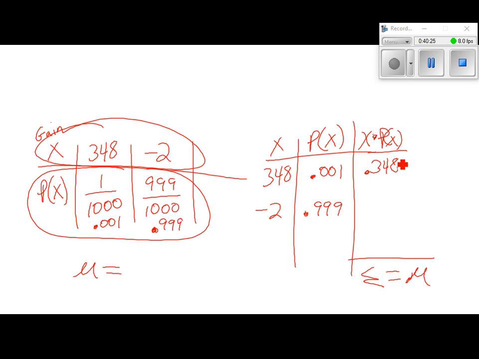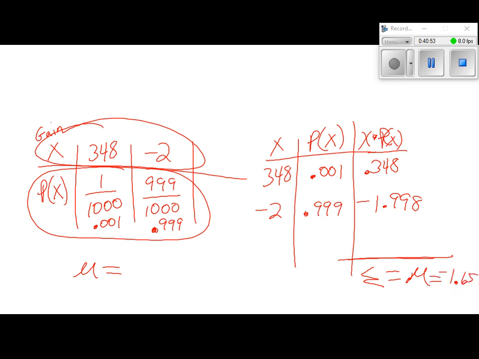Calculator here, clear. .999 times -2 gives us -1.998. If we add those two together, that's gonna give us our mu. It ends up mu equals -1.65.